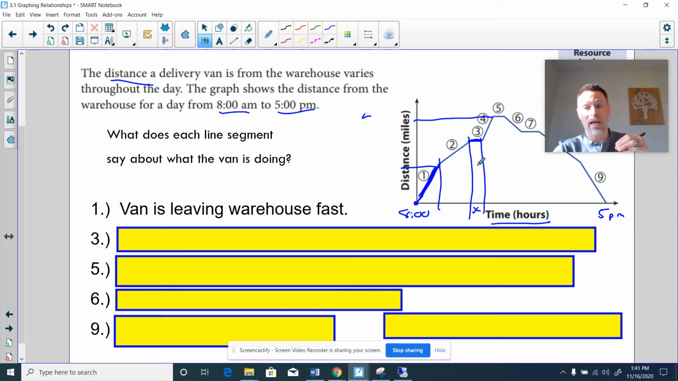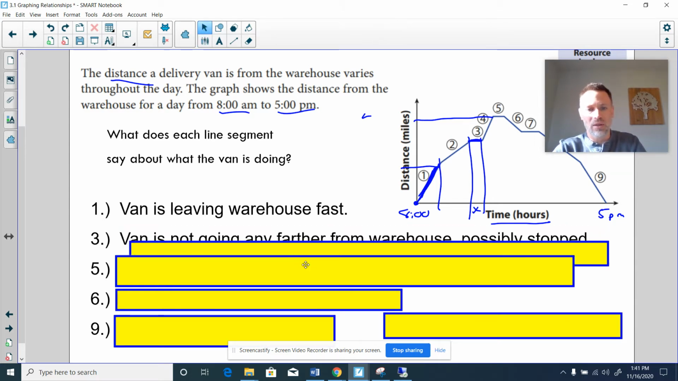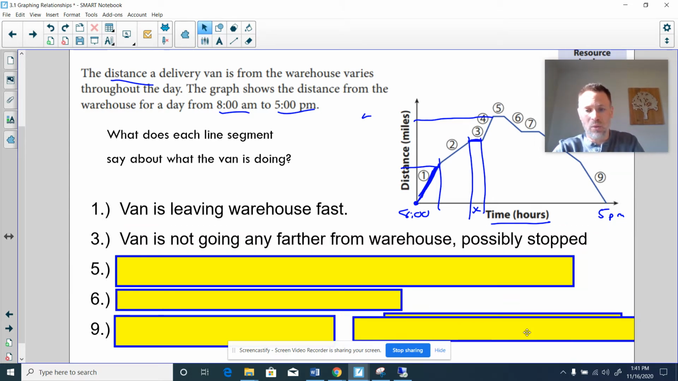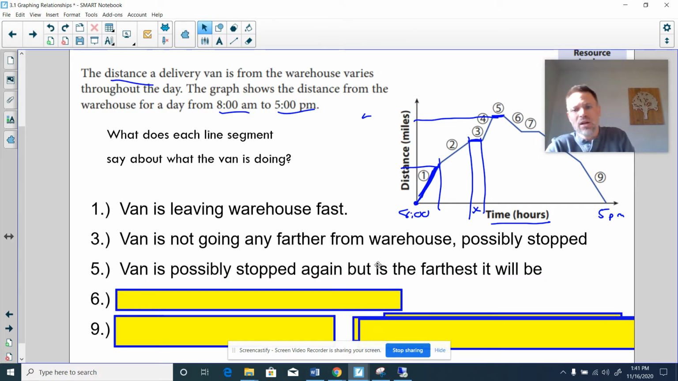We can't say he got closer because it doesn't go down, right? The distance doesn't change. So I would say that the driver is not going any farther from the warehouse, or maybe he's possibly stopped, right? It is possible that he's going in an arc around the warehouse. That's highly unlikely, though. So it's probably more likely that the van is stopped. Okay, segment number 5, same as segment 3. So if we said segment 3 is stopped, then segment 5 is also stopped. But we could also say that it's the farthest that van will be from the warehouse because there is no point above that, right?